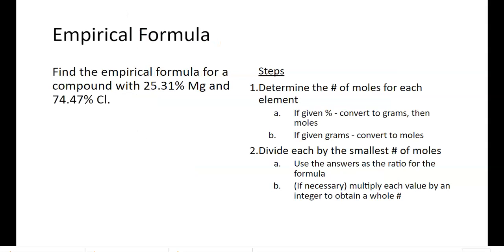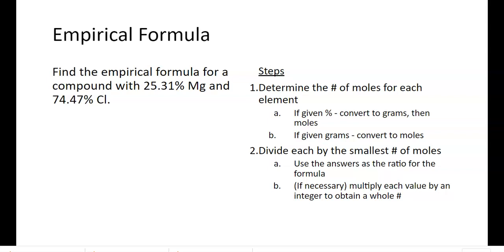So your steps: you're going to determine the number of moles in each element. If you are given a percentage, you are going to convert that to grams. The way to do that is just to make the assumption that it's out of 100 grams. So you're going to change your percent sign to the letter G for grams. In this case, it says 25.31% magnesium. That's 25.31 grams of magnesium. If we have grams, then we're going to convert to moles, and we're going to talk about what you're going to need to do that. You already know that, though. Think about how you go from grams to moles in any of our conversions, and I bet you know what we're going to use in step one.